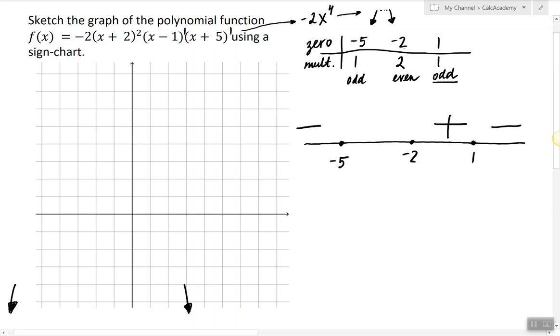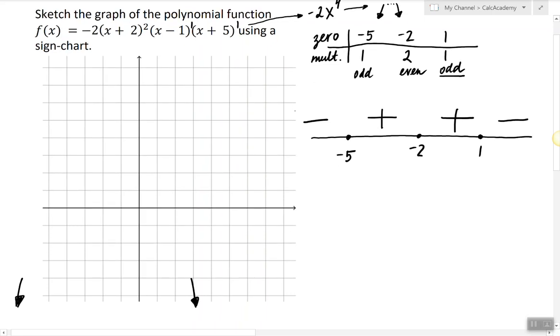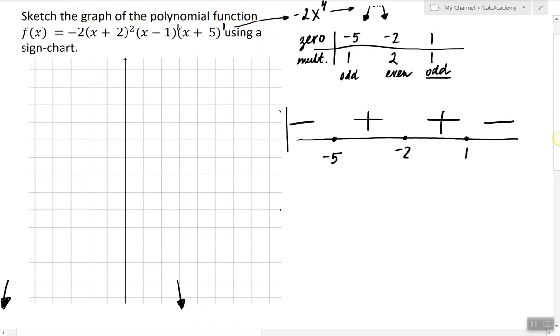At -2, the function has even multiplicity, therefore it does not change the sign. At -5, the function has odd multiplicity, so it does change the sign from positive to negative. So this is the sign chart of this function.